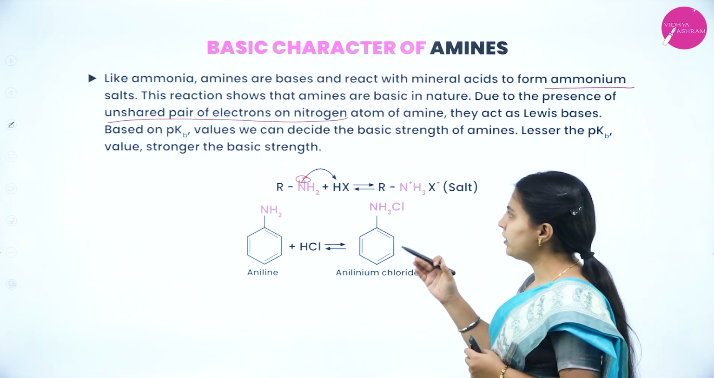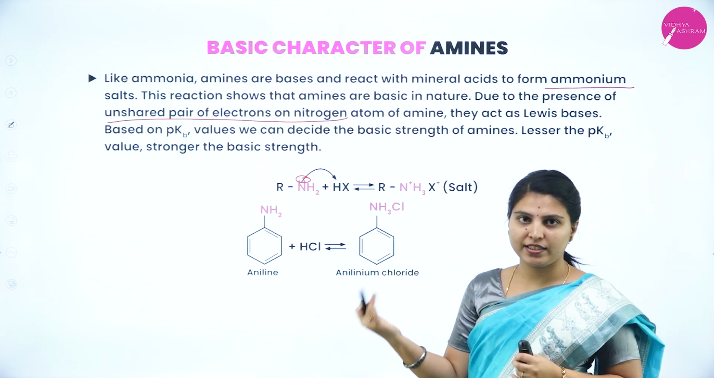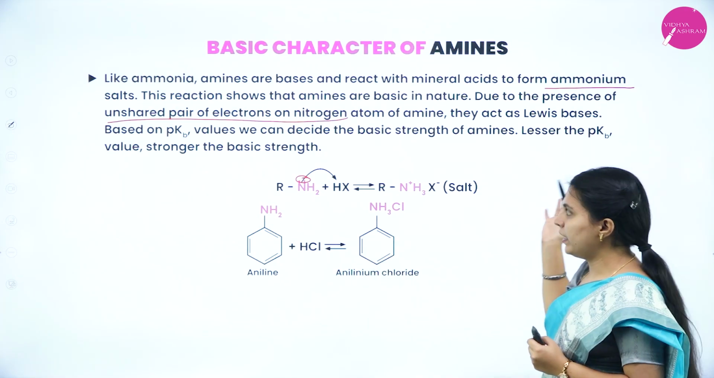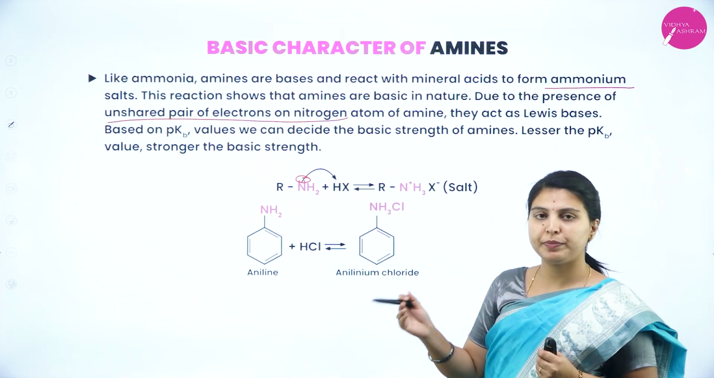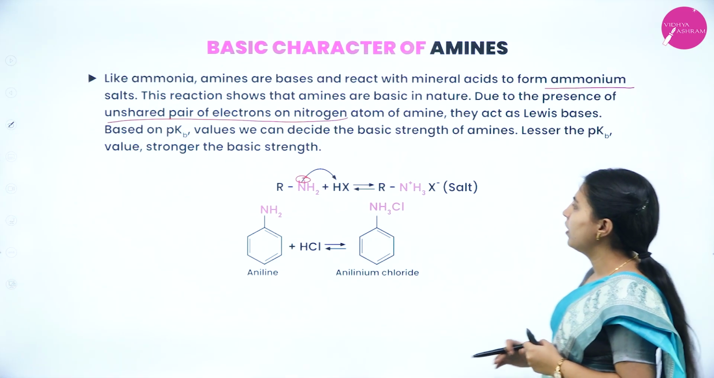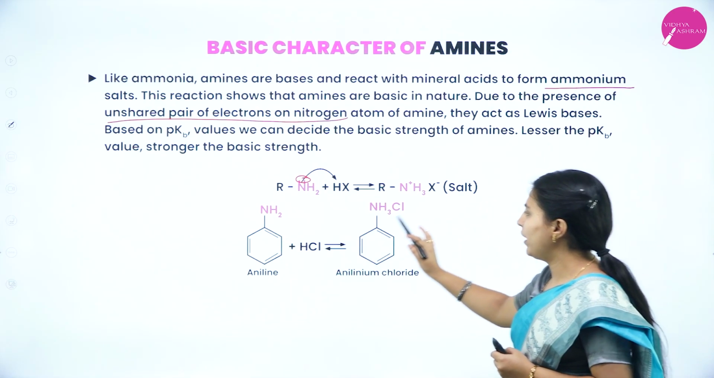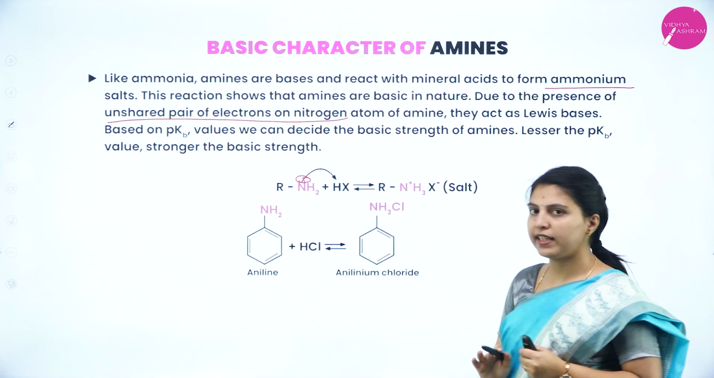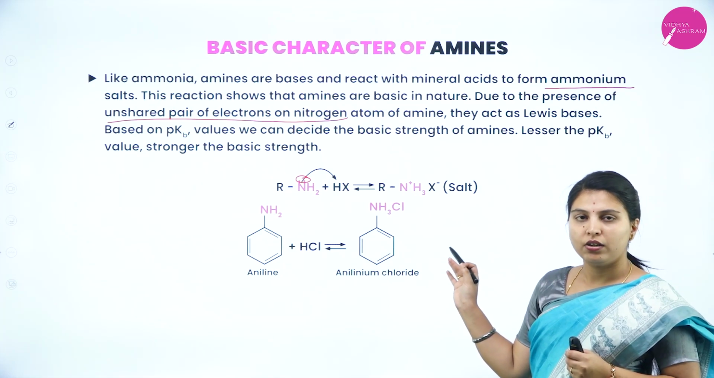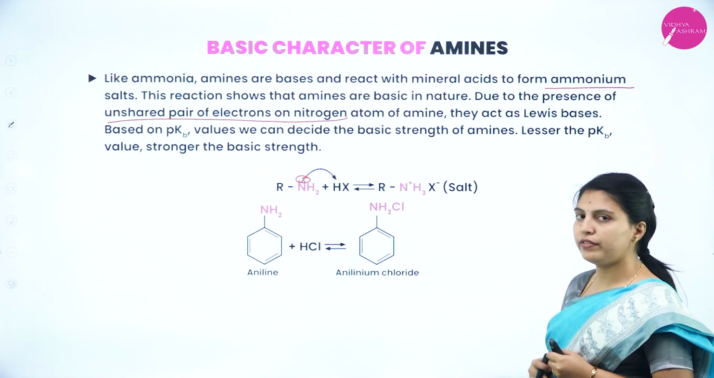Based on pKb values, we can decide the basic strength of the amines. The lesser the pKb value, the stronger the basic strength. We also have a theoretical proof: pKb is inversely proportional to the basic strength of any solution. See here, when an amine is treated with a hydrogen halide, it will form a salt. When an aromatic amine is treated with a mineral acid like hydrogen chloride, it will form anilinium chloride, which is a salt. By this example reaction also, we can tell the basic character of amines.